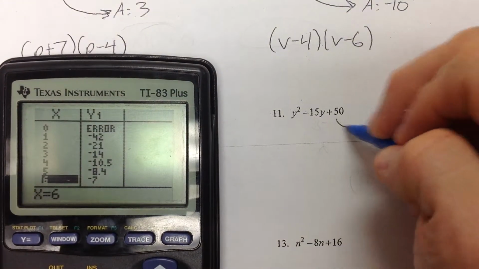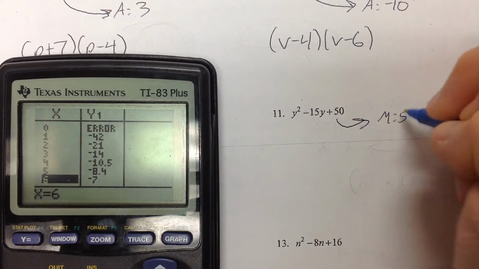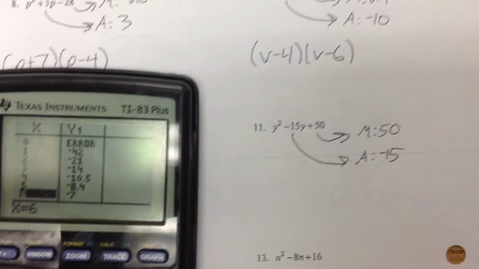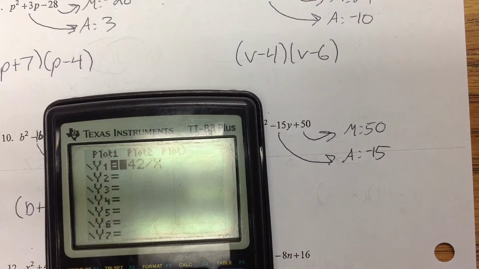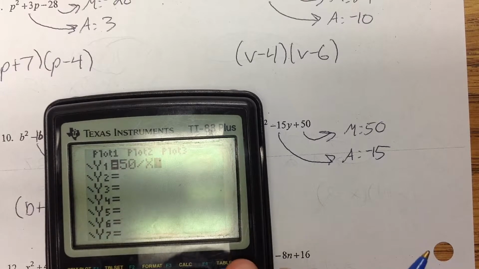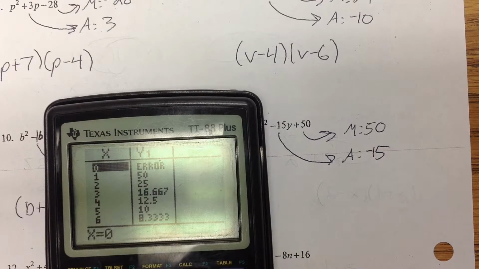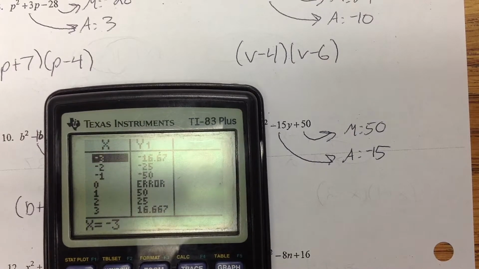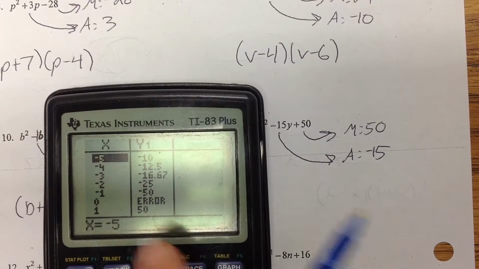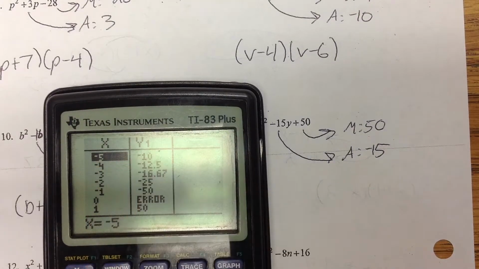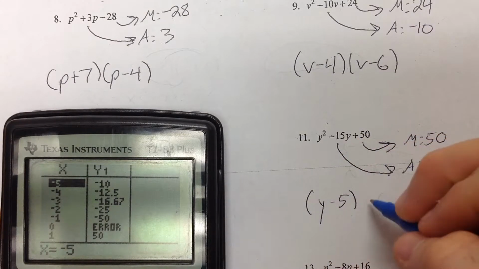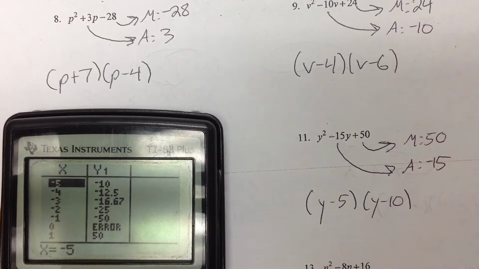Okay, let's move on. This time we're multiplying to a positive 50 and adding to a negative 15. So y equals 50 divided by x. All right, since we're adding to a negative number, we're going to scroll up here, and we're looking for the ones that add to negative 15. And then here we go. Negative 5 and negative 10 is negative 15. So this is y minus 5 and y minus 10.